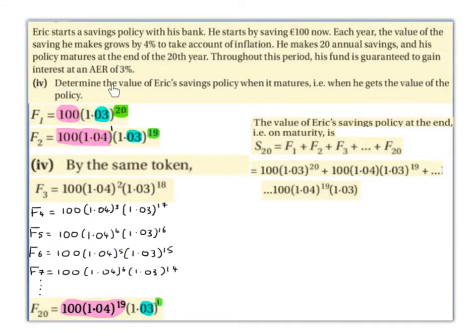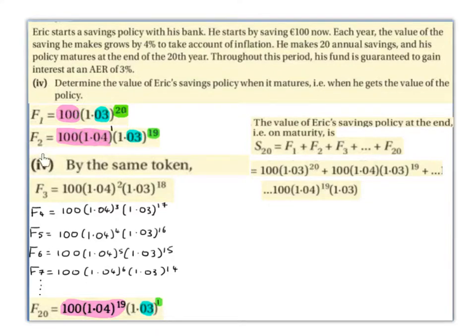Part 4. Determine the value of Eric's saving policy when it matures, i.e. when he gets the value of the policy. So just to recap, F1 was 100 times 1.03 to the power 20. F2 was 100 times 1.04 to the power 1 times 1.03 to the power of 19. And by the same idea, F3 is 100 times 1.04 to the power 2 times 1.03 to the power of 18. And F4 is 100 times 1.04 to the power 3 times 1.03 to the power of 17, and so on.